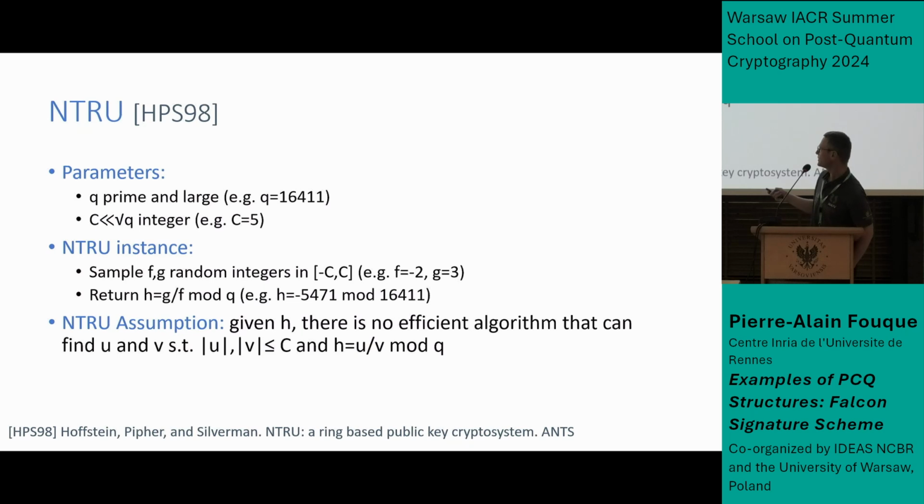And the NTRU assumption means that given H and Q, it is hard to recover two values U and V smaller than the constant C, such that H can be written as the quotient of U and V mod Q. Okay? So this is just a division.